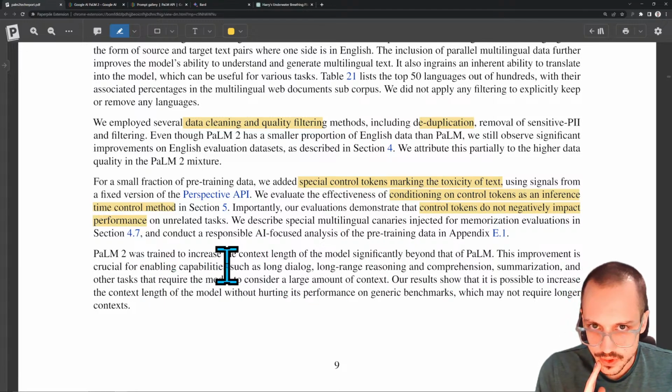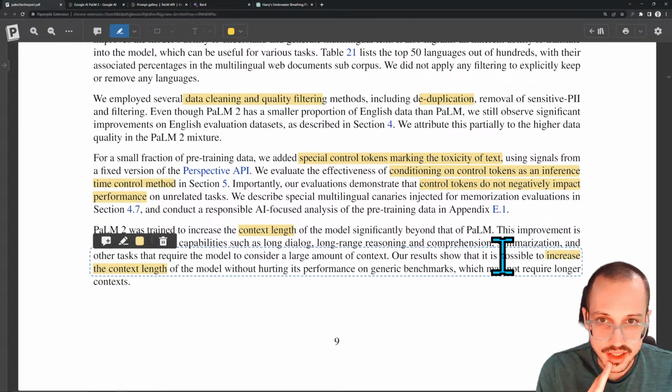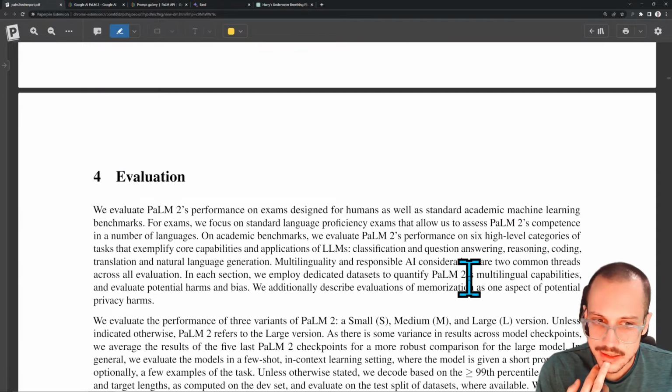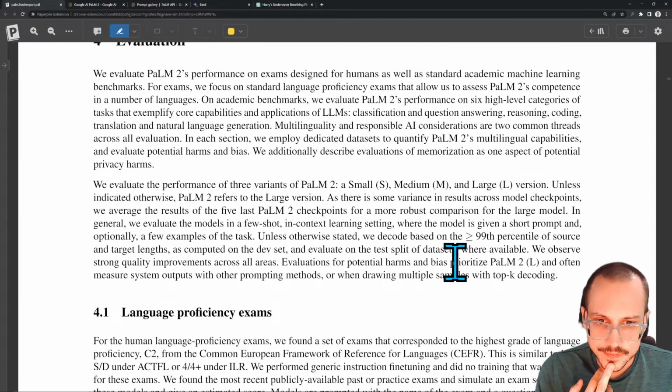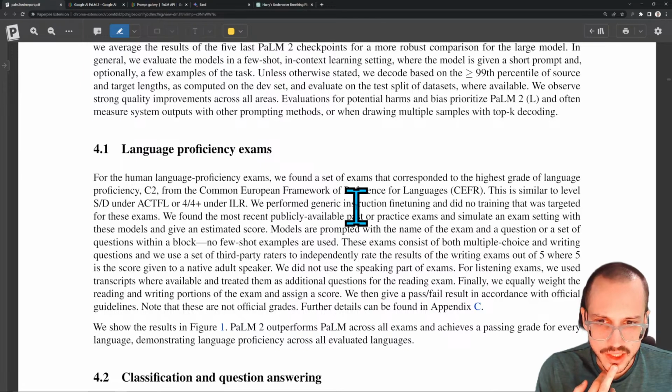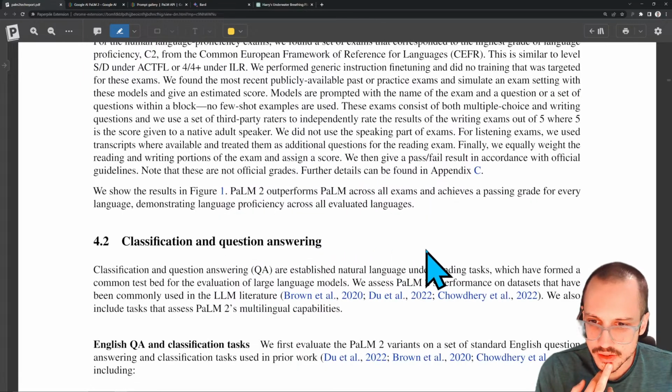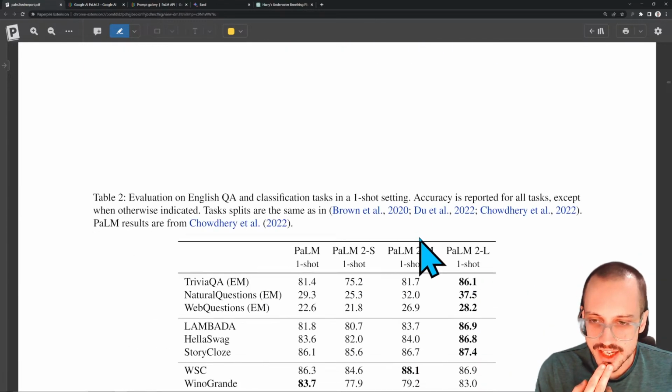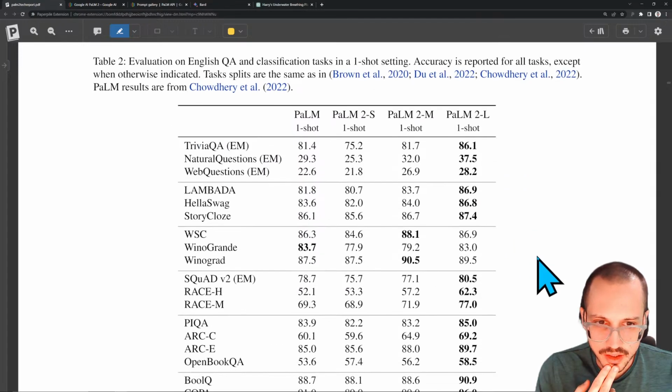PaLM 2 was trained to increase the context length of a model significantly beyond that of PaLM. What is the context length? This improvement is crucial. Okay, are they going to tell us what the context length is? Language proficiency, classification and question answering.